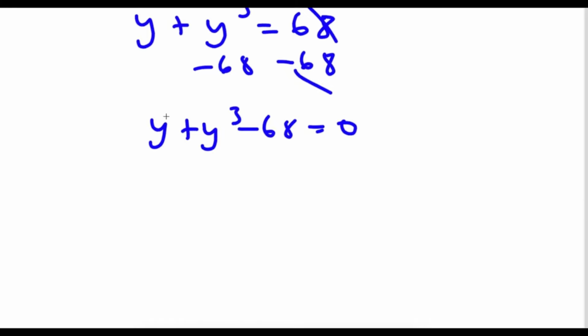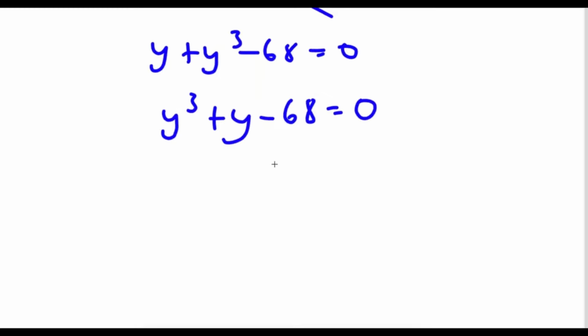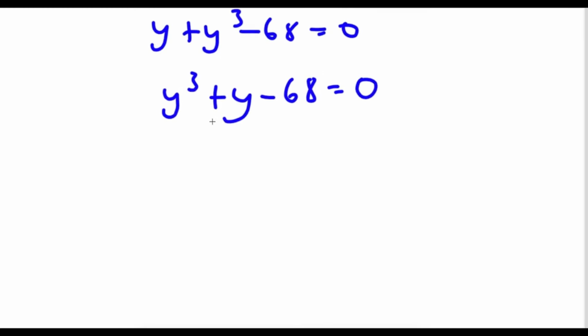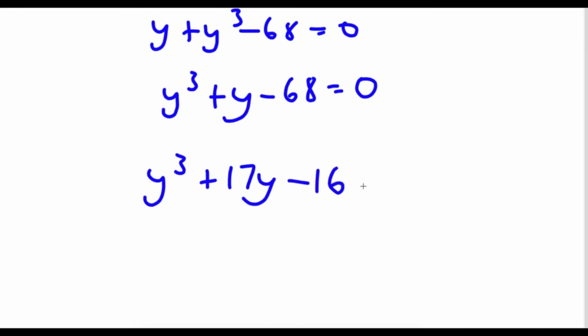Now I'm going to rechange the order in form of highest degree to the lowest degree. So this would be y to the power of 3 first, plus y next, minus 68 is equal to 0. Now to solve this, I'm going to first rewrite y as 17 minus 16. Now I have this minus 68 is equal to 0.